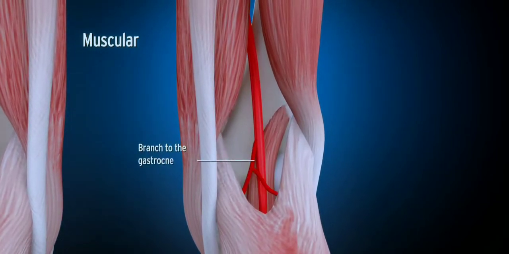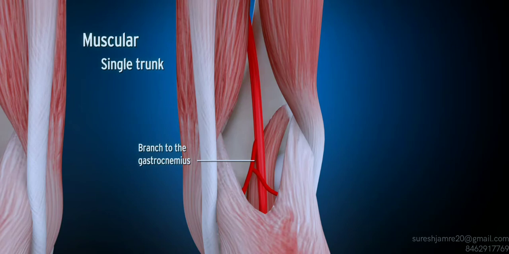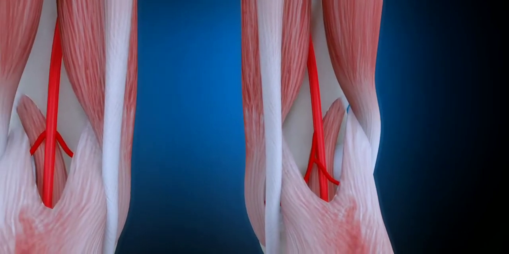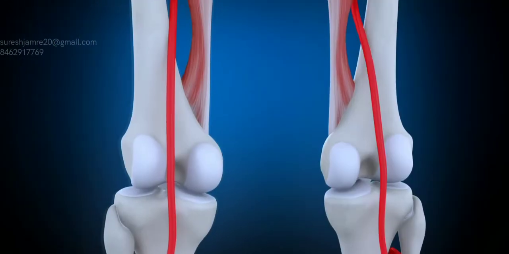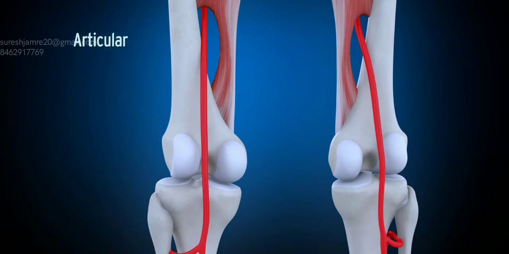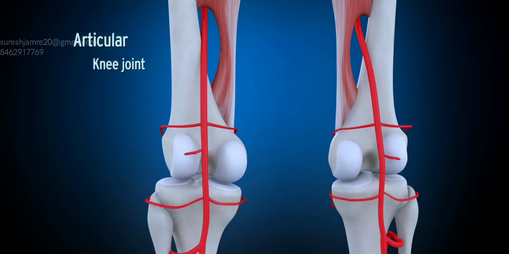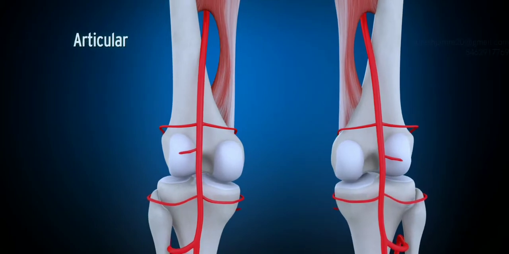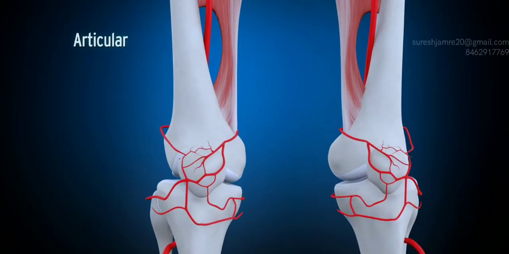Branch to the gastrocnemius begins as a single trunk which descends in the form of Y and supplies both heads of muscles. Articular branches supply the knee joint by 5 genicular arteries and form an anastomosis, or genicular anastomosis, around the knee.